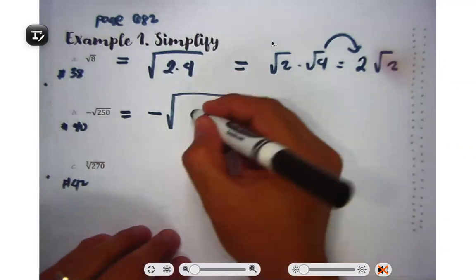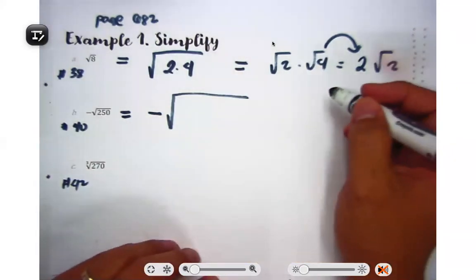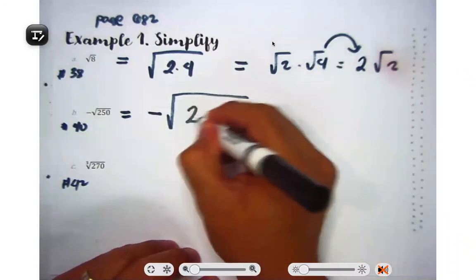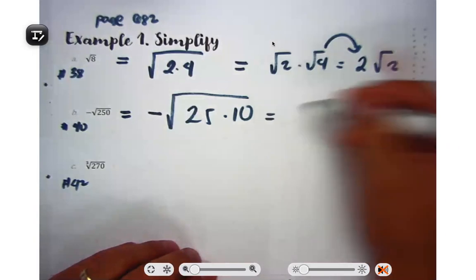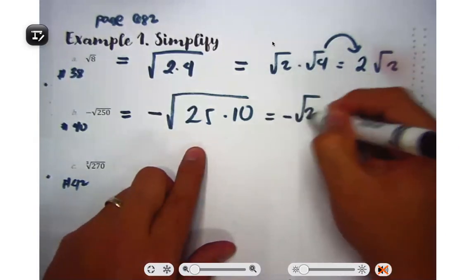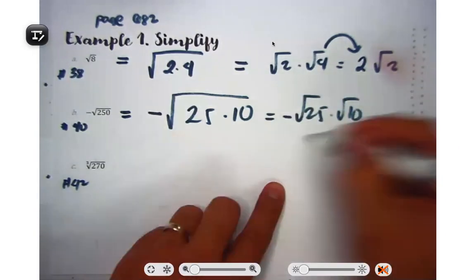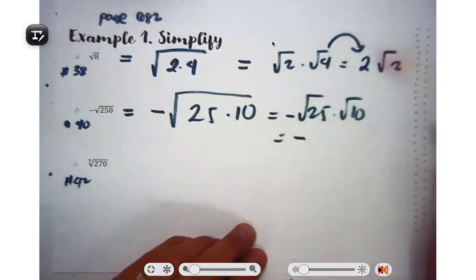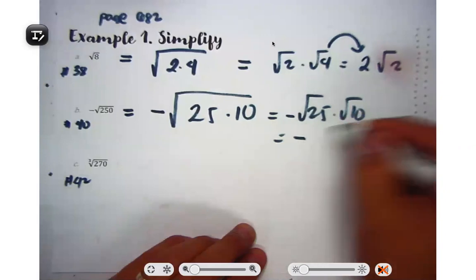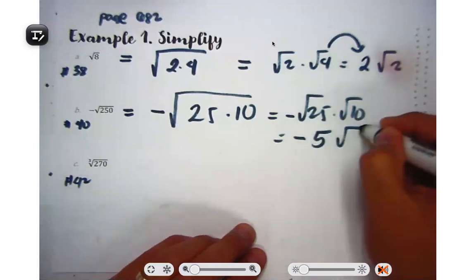25 and 10. All right, that's an easy factoring. Okay, and then we can rewrite this as negative square root of 25 times square root of 10. But what's the square root of 25? It's 5. Just copy your negative 5 outside. Negative outside. So we have negative 5 square root of 10.